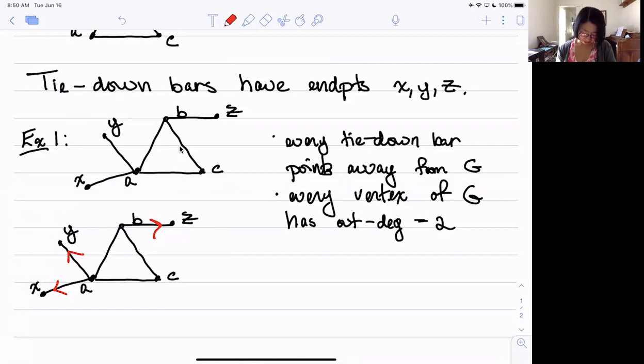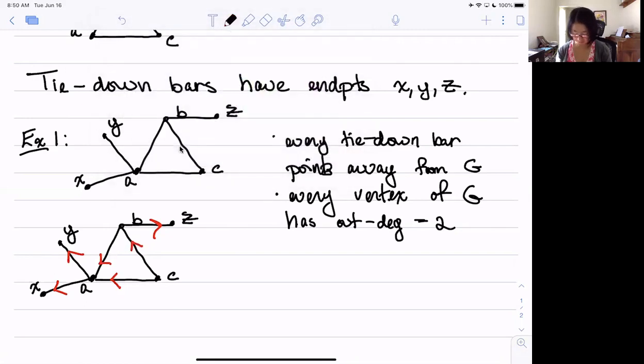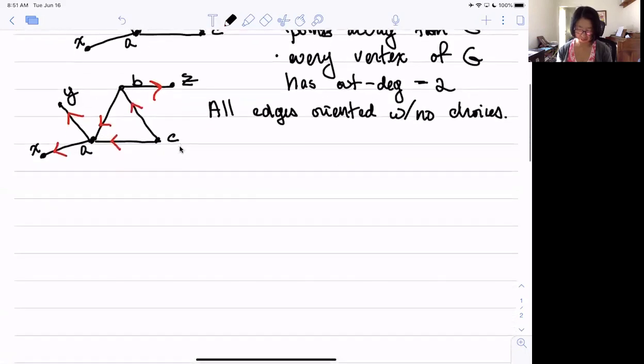So there's only one choice for the other edges incident at A. Since A already has out degree 2, I have no choice but to direct all the other edges incident at A inwards. Okay, but now if I go to vertex B, I see it already has out degree 2. So I have no choice but to do that. And so then I can say I've oriented all my edges and I had no choices. So all edges are oriented with no choices possible.